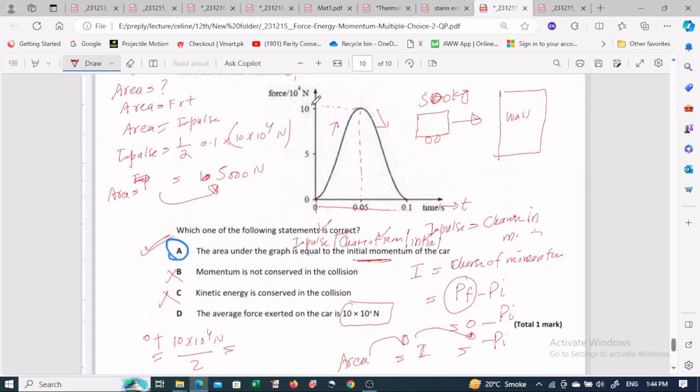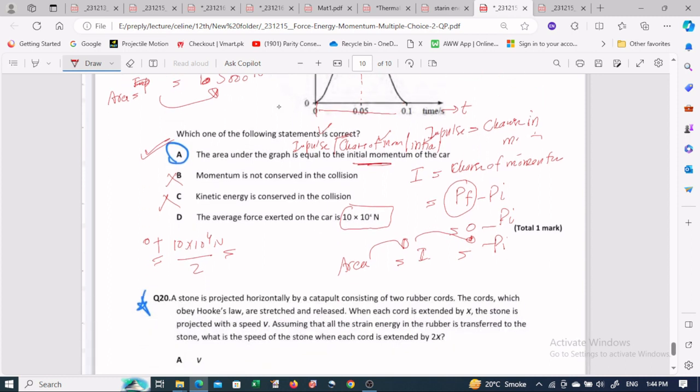Where is 10 × 10⁴? Here, the final point is 10 × 10⁴, okay. And when we divide by 2, it will not give us 10 × 10⁴. It is 5 × 10⁴ Newton. So average force is not 10 × 10⁴, but it is 5 × 10⁴. So D option is also wrong. So A option is the correct option. Okay, thank you.